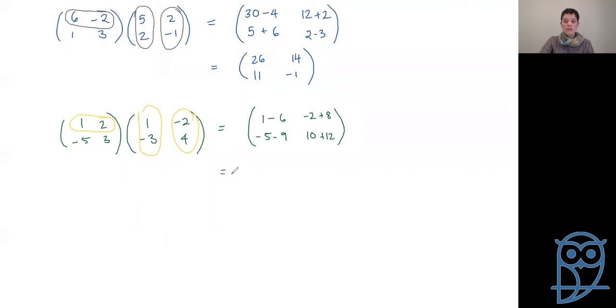And then we simplify. So 1 minus 6 gives us minus 5. Minus 5 minus 9 is minus 14. Minus 2 plus 8 is 6. And 10 plus 12 is 22. We've got enough space and we've got enough colors, so let us do one more.